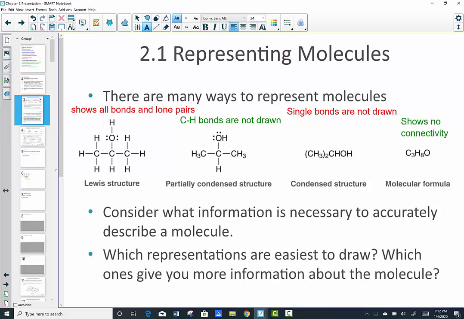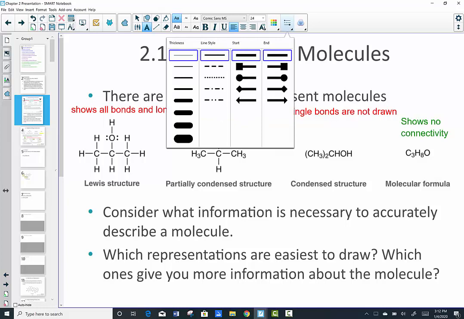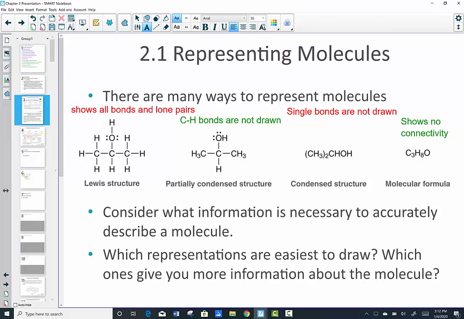In our first section, we're learning how to represent molecules in a variety of ways. The first way is given to us in what's called a Lewis dot structure. This is what we practiced in the last chapter when we were recognizing all kinds of different shapes using VSEPR theory and so forth. So every single bond, every single lone pair, all of the connectivity is drawn out.